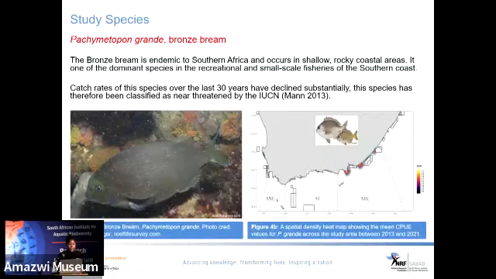The bronze bream is endemic to Southern Africa and occurs in shallow rocky coastal areas. It is one of the dominant species in recreational and small-scale fisheries of the southern coast. The catch rate of this species for the past 30 years has substantially declined. The species has therefore been declared by the IUCN as near threatened. It is therefore our study species.